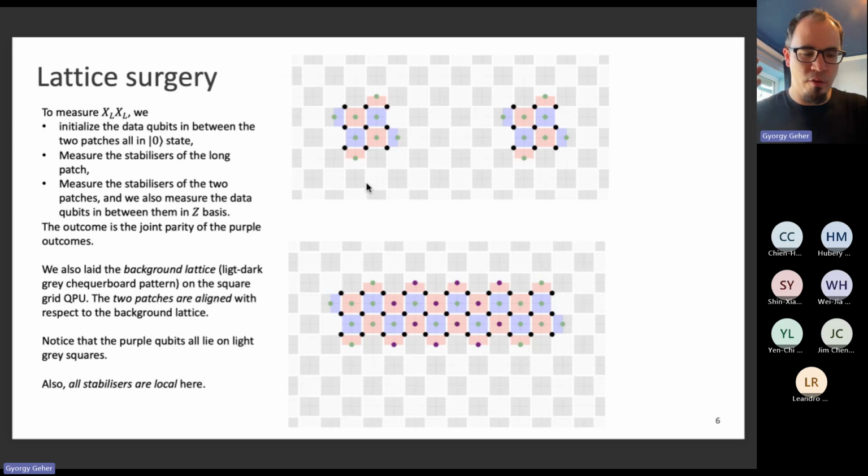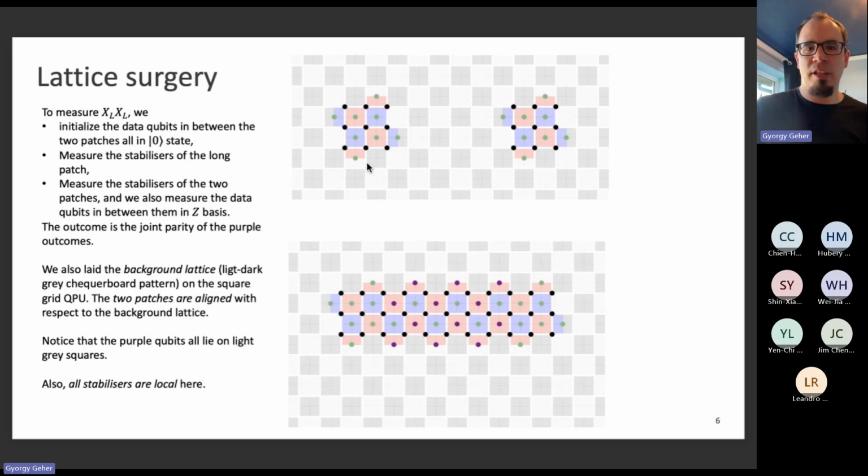By local stabilizer, I always mean a stabilizer we can measure using just one auxiliary qubit on the square root connectivity device. And this is how we do it. We measure the stabilizers for some rounds. We initialize in the last round the data qubits here in between the patches. Then measure the stabilizers of the long patch for a number of rounds proportional to the number of rounds. And then we measure the stabilizers of the two patches and measure out also the data qubits here in between. And this performs an X tensor X measurement.